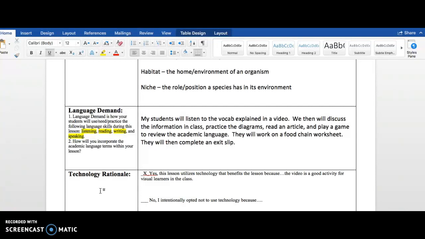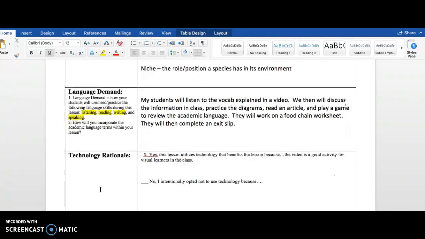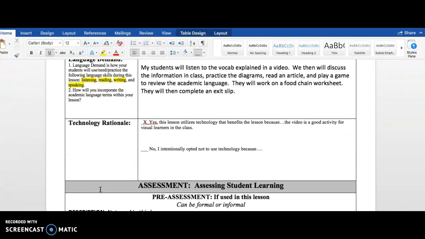We're going to watch a video. We're going to discuss some information in class. They are reading an article, and they're also going to work on a worksheet, and we'll have to write some vocab on that worksheet. The only technology in this lesson is the use of a video, and I think that's a good activity just because you usually have some visual learners in the class. So I always like to throw a video or a diagram, something visual for those students who learn best that way.